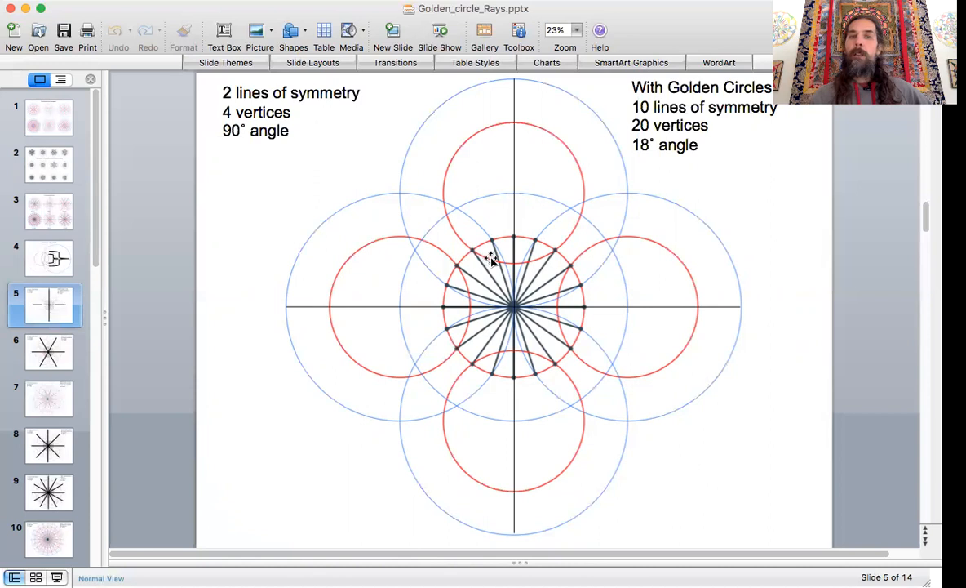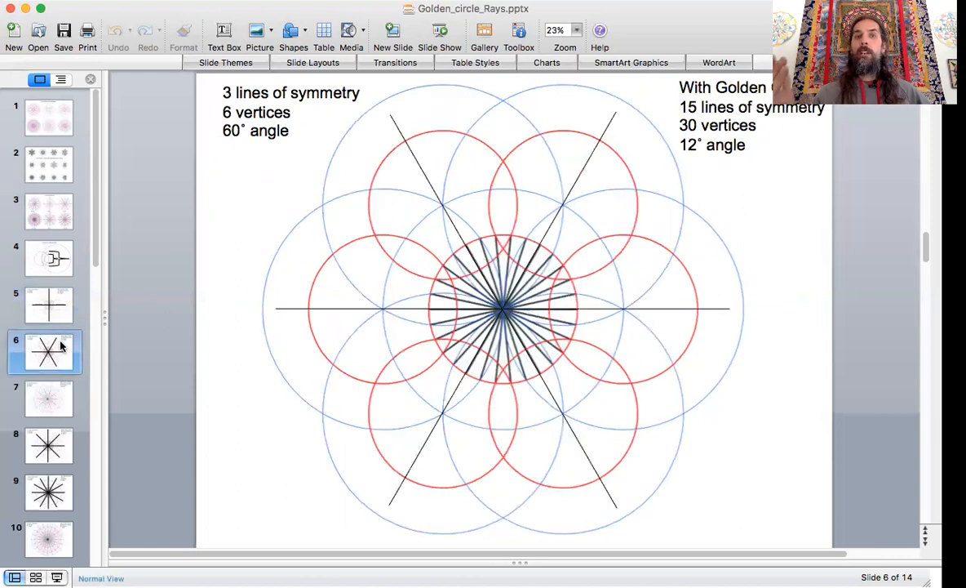And if we're zipping through there, it's giving us some new points where the blue and the red lines are interacting with the middle. And amazingly, what that does is divide our inner circle into 20 vertices and gives us 10 lines of symmetry through this just perfectly. So 18-degree angles are created within this first pattern. So we've just divided the circumference of this inner circle into 20 segments.